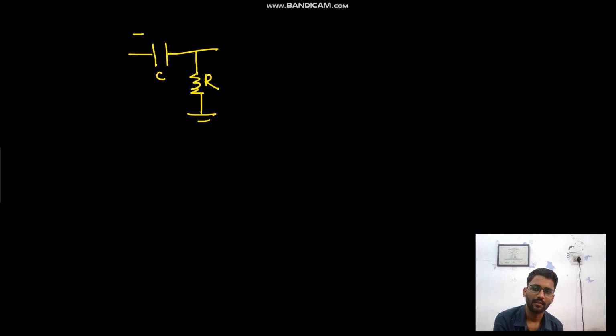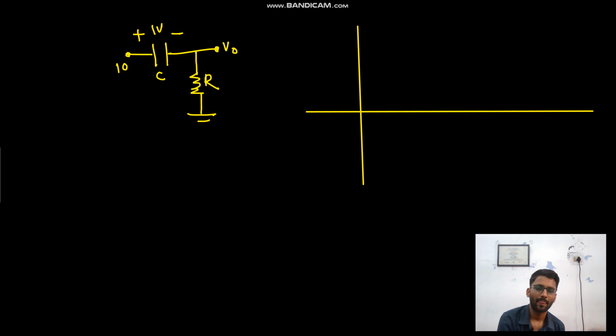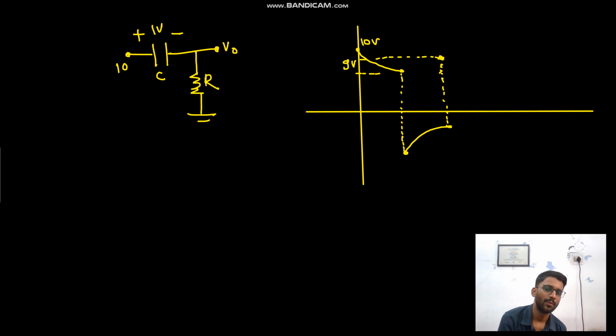This is C R. This is charged to 1 volt here, and here we have 10 volt, and this is your V output. So now drawing the waveform, from 10 to 8 is good, it goes. Then from minus 2 to minus 1 it goes. Now it will start from 9 volt, so from 9 volt it will go down. But here we went from 10 to 8 volt. So here we had a decrease of 2 volts.